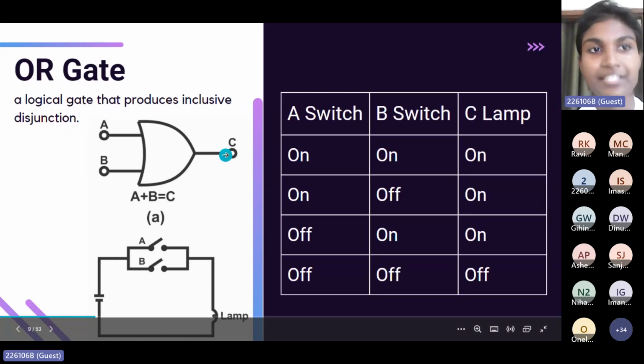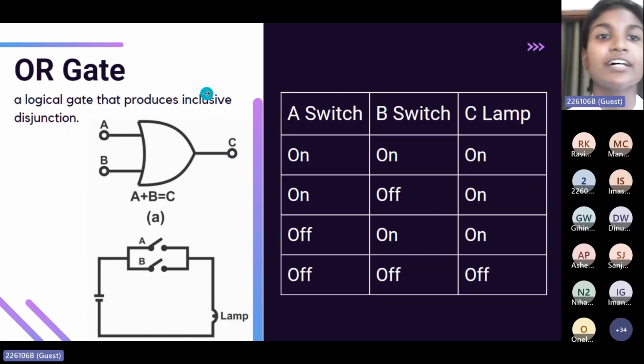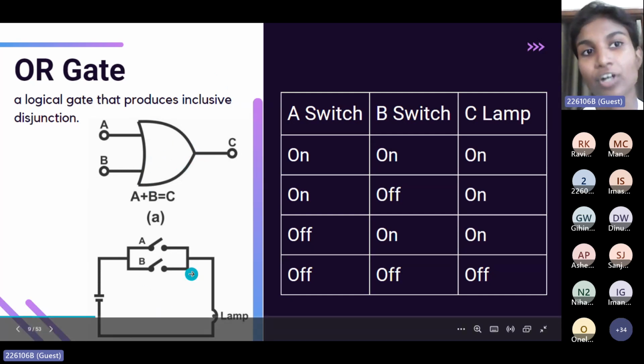The second basic logic gate, the OR gate. This is also a logic gate that has two inputs and provides inclusive disjunction. And here is the symbol for the OR gate. And here is the circuit for the OR gate.